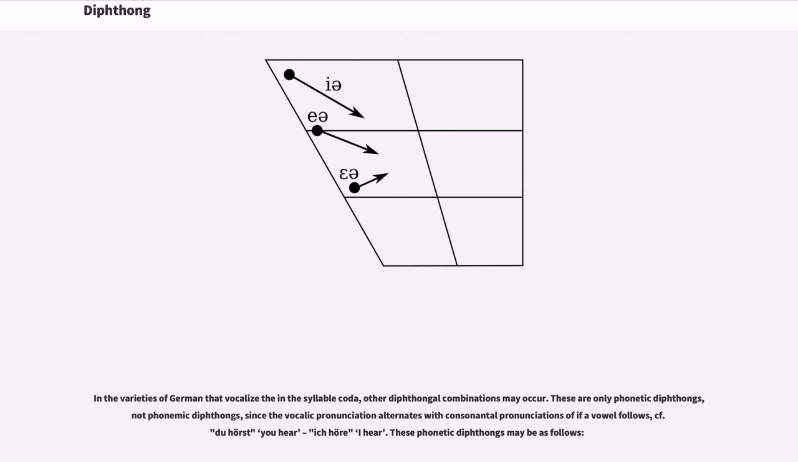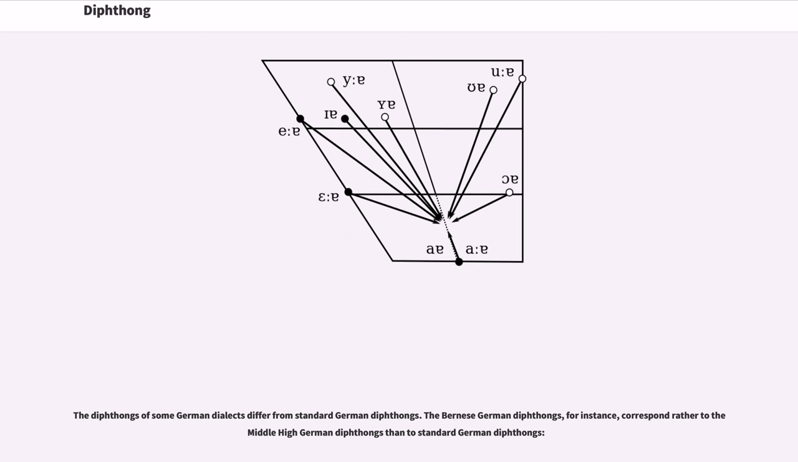These are only phonetic diphthongs, not phonemic diphthongs, since the vocalic pronunciation alternates with consonantal pronunciations of r if a vowel follows, cf. Du horst, you hear, versus ik hoor, I hear. These phonetic diphthongs may be as follows. The diphthongs of some German dialects differ from standard German diphthongs. The Bernese German diphthongs, for instance, correspond rather to the Middle High German diphthongs than to standard German diphthongs.